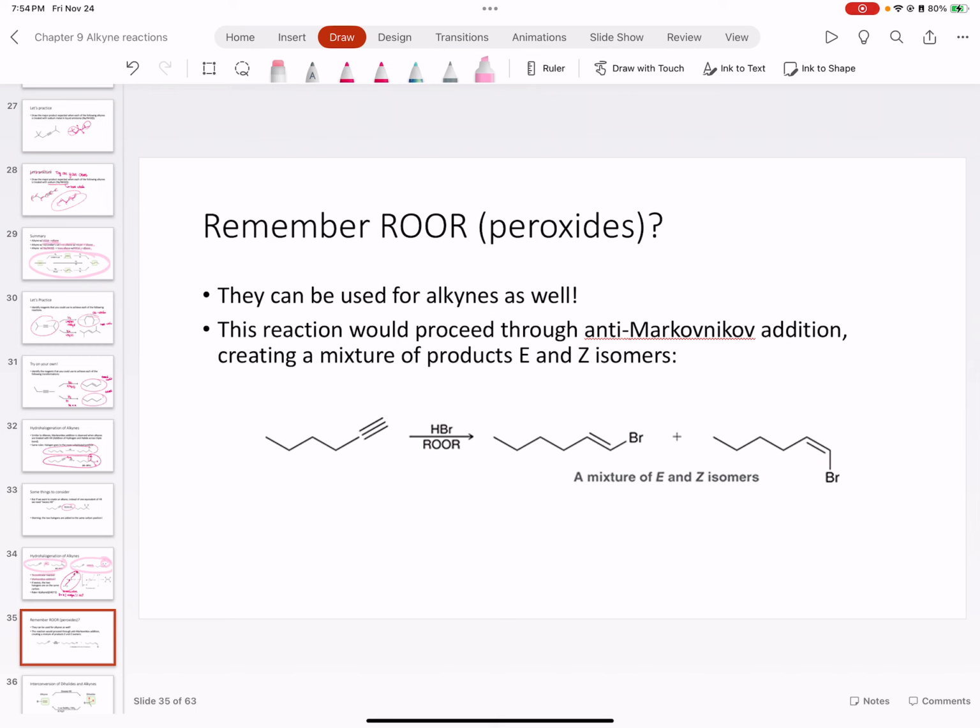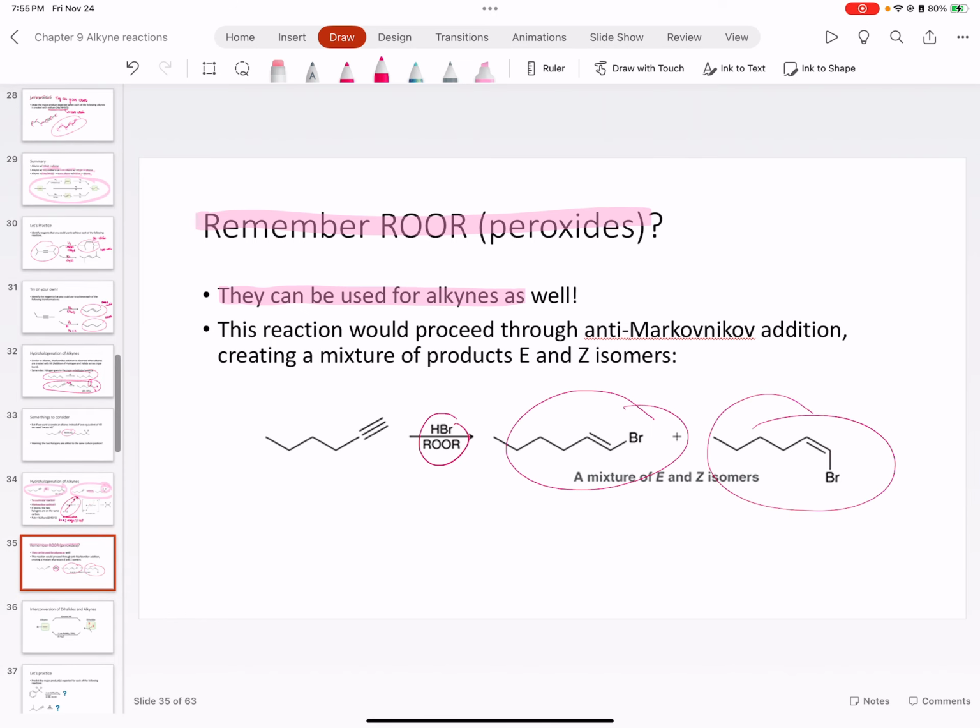So then remember ROOR peroxides. They can be used for alkynes as well. This reaction would proceed through anti-Markovnikov addition, creating a mixture of E and Z isomers. So if we use HBr with ROOR, notice that at the end we're gonna add our bromine or our halogen, but our product is gonna be a mixture between trans and cis, so we're gonna get a combination of products.